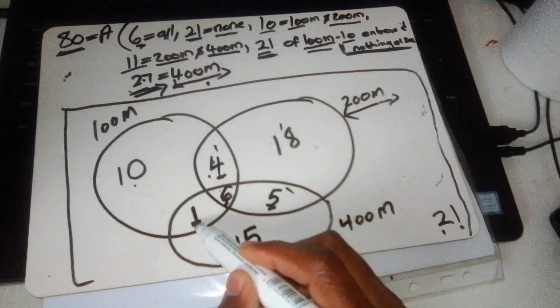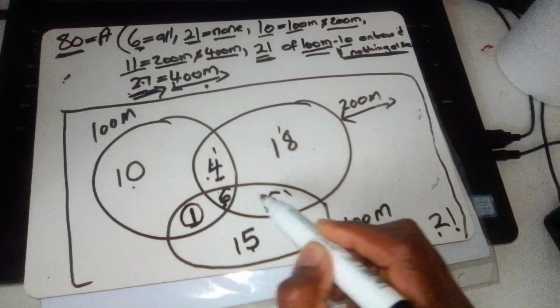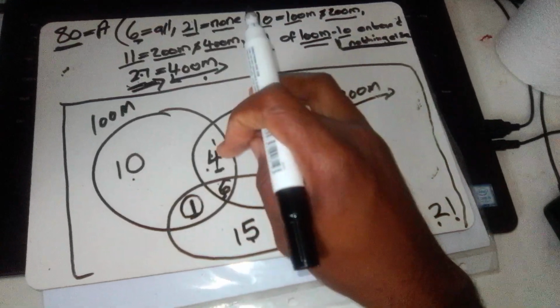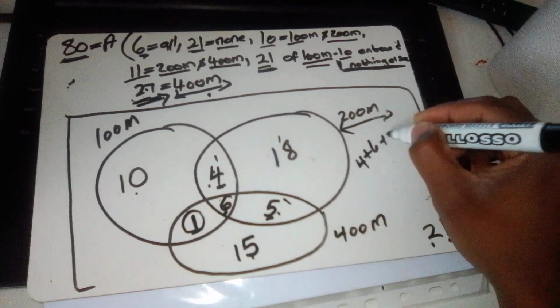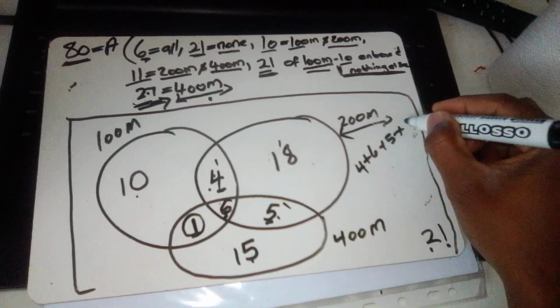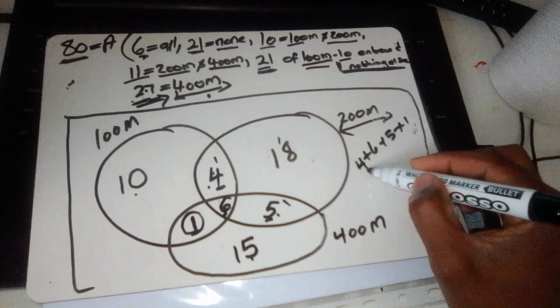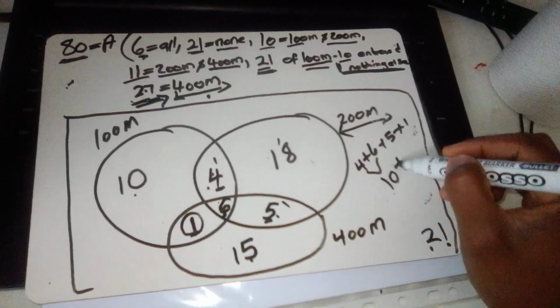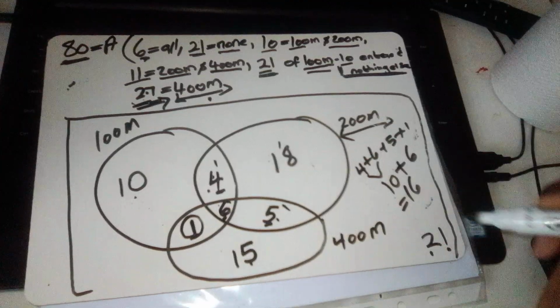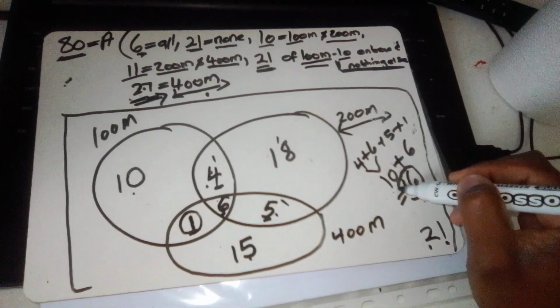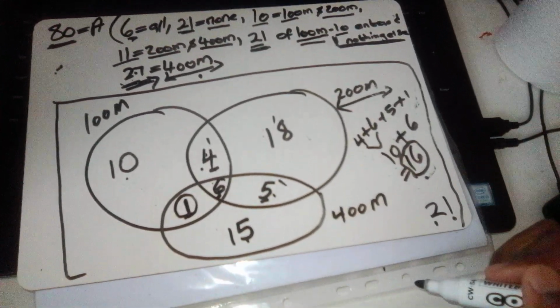We are going to add this number, this number, this number, and this number. So we have 4 plus 6 plus 5 plus 1. So this gives us 10. 10 plus 6 is 16. So we have 16, right?